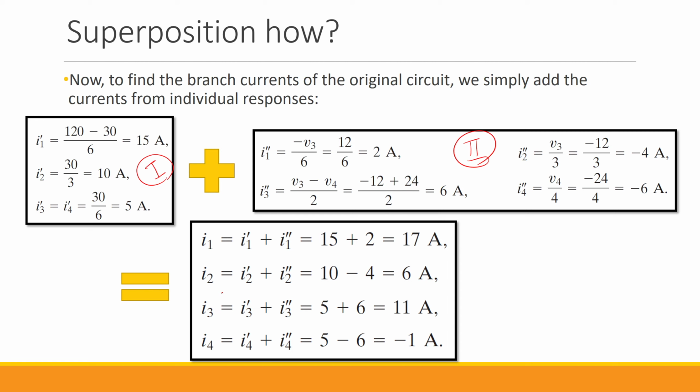So as you can see, by using the concept of superposition, we were able to solve this circuit by considering the independent sources one at a time. What I suggest you do is that you verify these calculations by considering the initial circuit without any superposition. Just simply apply the node voltage or mesh current method, whichever you think is easier, to get to these results and verify these results.